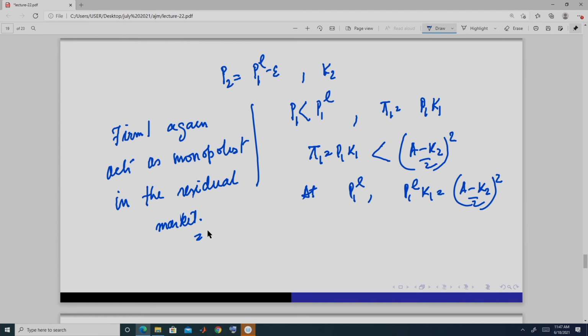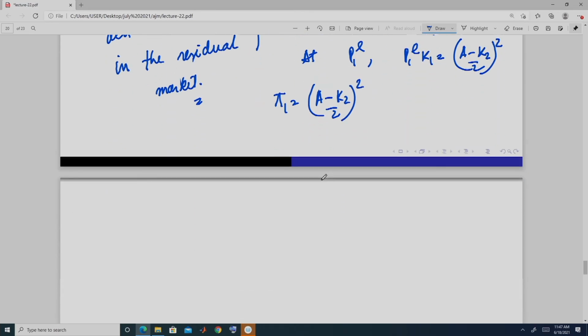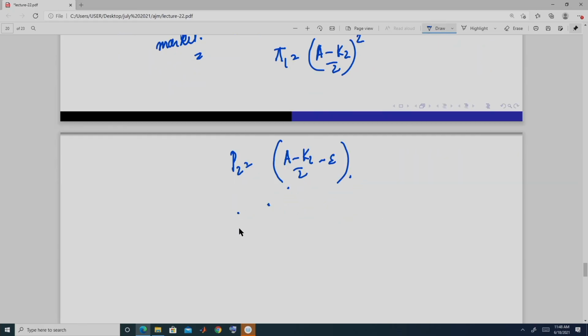In this case the profit of firm 1 is again going to be like this. Now, firm 2 can gain: if this is the price, then firm 2 is again going to set a price like this. If firm 2 sets a price like this, then again firm 1 is going to set P1 equal to this minus delta, a very small amount. Like this, there is going to be a price war.